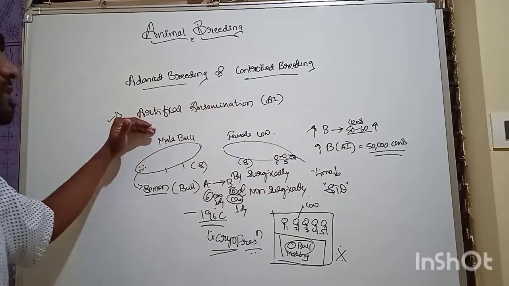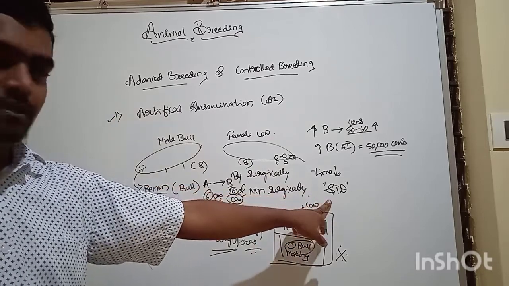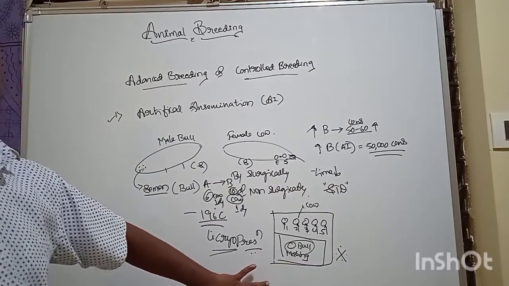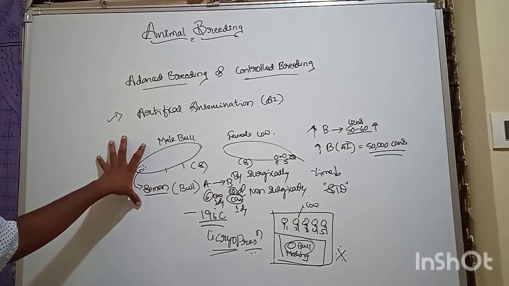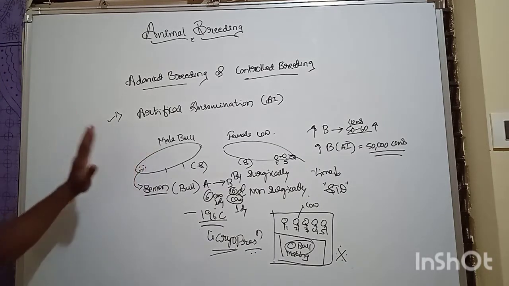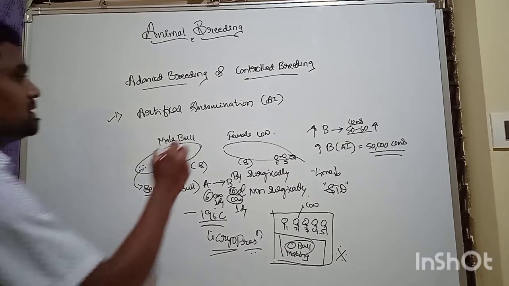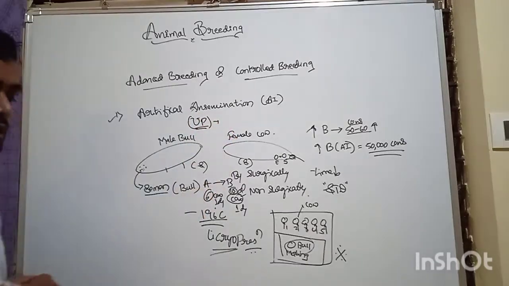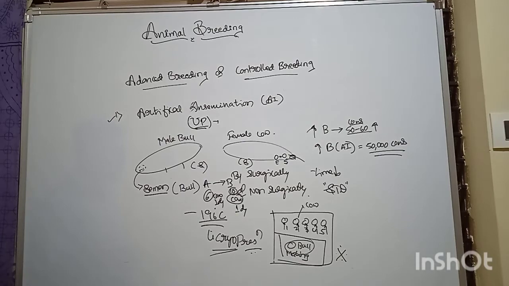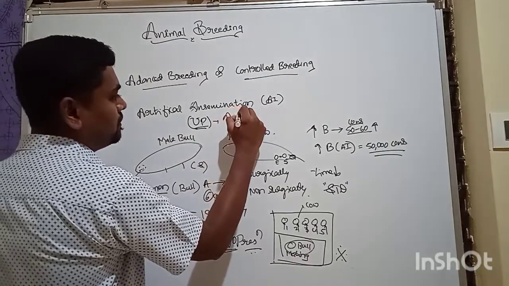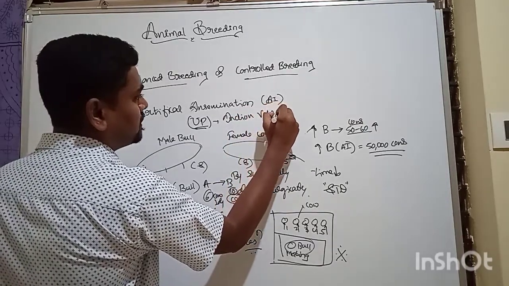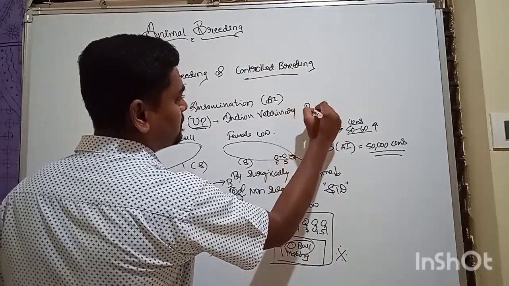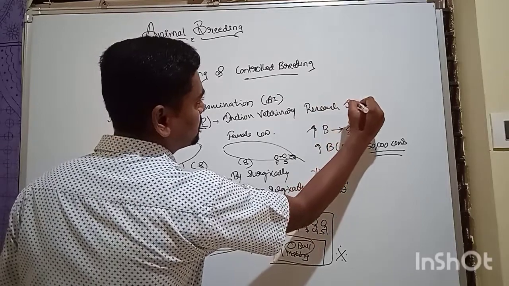What is the use of artificial insemination? It prevents STD, and the process is fast. There is no need to keep the bull in your shed or shelter, as you already have a superior bull's semen. This was first done in UP, Uttar Pradesh, where you have the Indian Veterinary Research Institute.